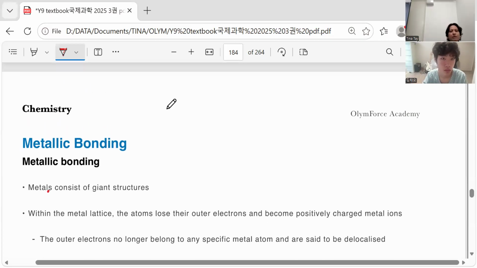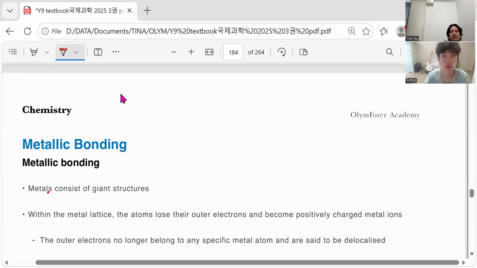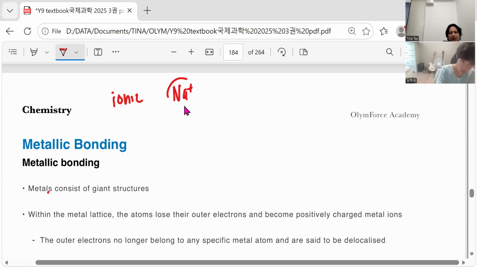So let's just quickly recap ionic. Ionic is positive and negative, right? Positive, negative, positive, negative, and it goes on and on. Metallic is different. Metallic is just the metal alone.